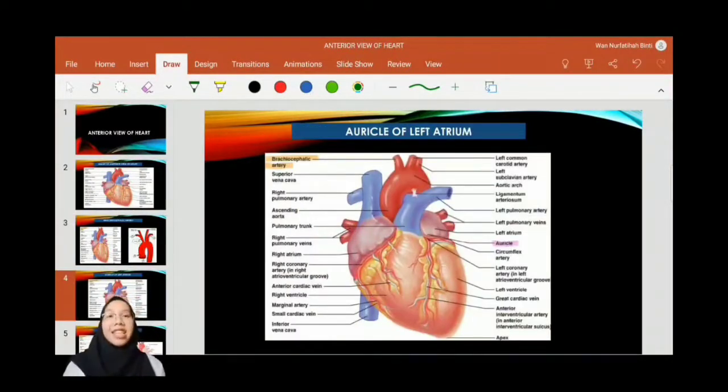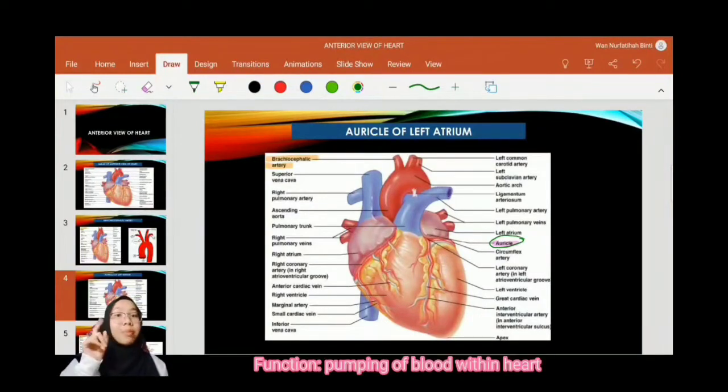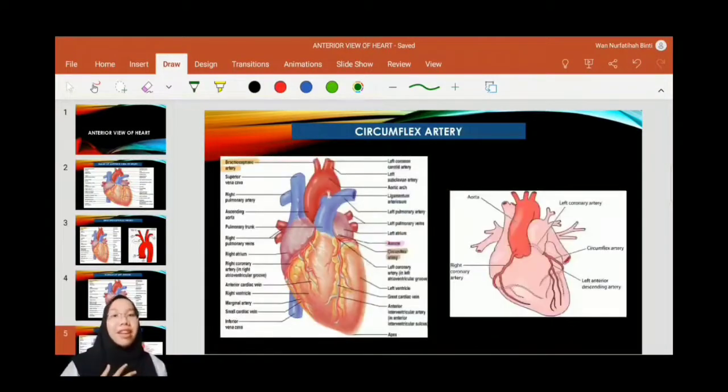Second is the auricle of the left atrium. It is also called the left atrial appendage. It is a flap of heart wall on the anterior surface of the left atrium of the heart. It plays an important role in pumping of blood within the heart.